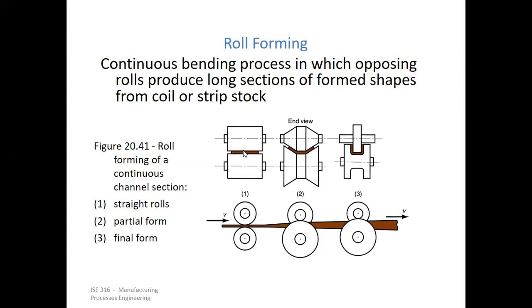Here you have the straight rolls, with no profile being given, right? With the condition that a straight profile is not a profile, right? That you have to bend to have some kind of profile. Then the second one is a partial form, it's not completely done. The third one is a final form, this is what we're looking for, and therefore we can have it go outside and cut it into the required pieces. So that's roll forming.